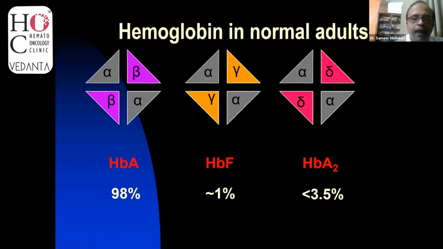Now, hemoglobin is composed of 2 alpha chains and 2 beta chains, and in a normal adult you have hemoglobin A, which is about 90 to 98% of the hemoglobin. Fetal hemoglobin forms about 1%, and hemoglobin A2, which is alpha 2 delta 2, forms less than 3.5% of the total hemoglobin.